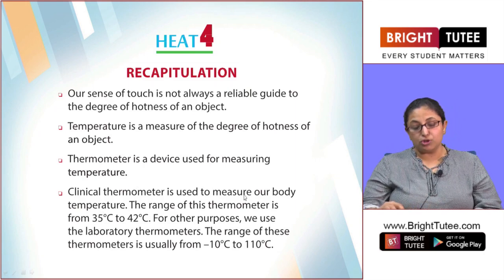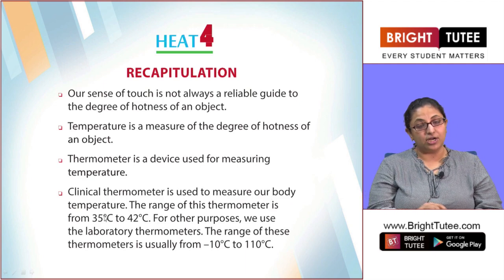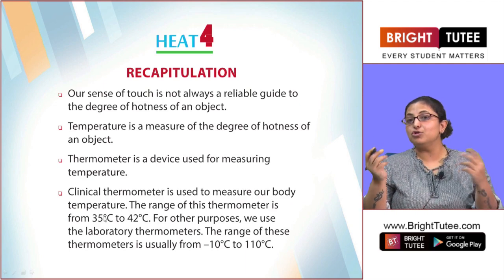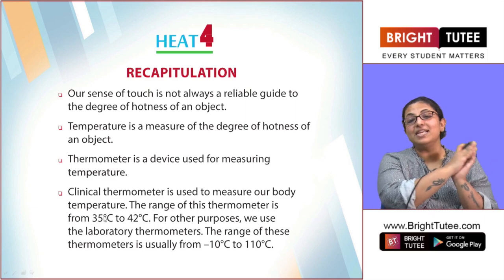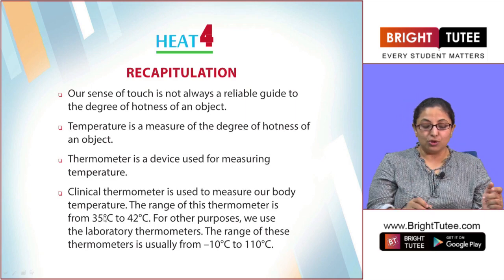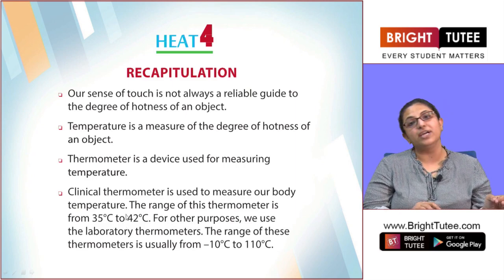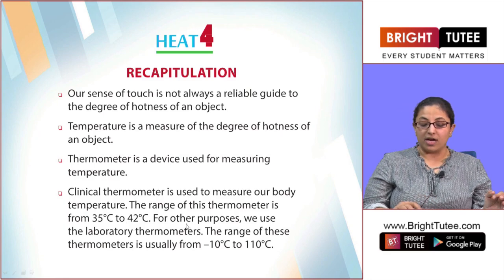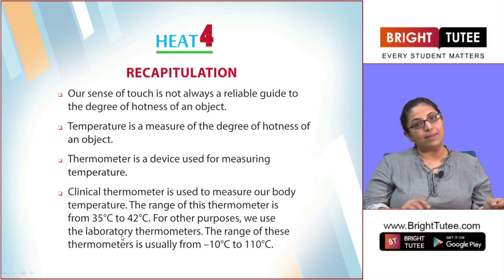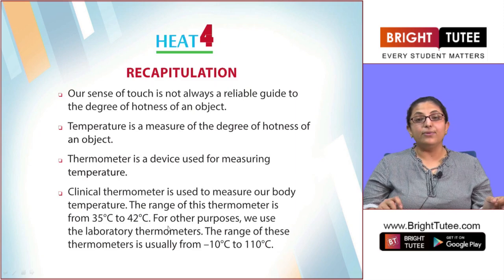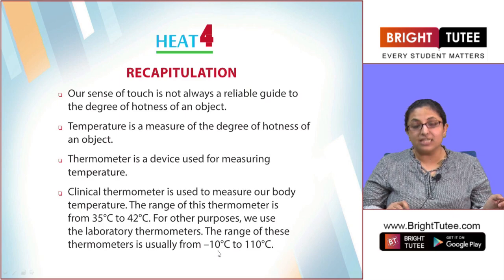Clinical thermometer is used to measure our body temperature, while a laboratory thermometer is used to measure the temperature in the laboratories, right? So the range of this clinical thermometer is from 35 degrees Celsius to 42 degrees Celsius, okay? For other purposes, we use the laboratory thermometers. The range of these thermometers is usually from minus 10 degrees to 110 degrees Celsius, right?